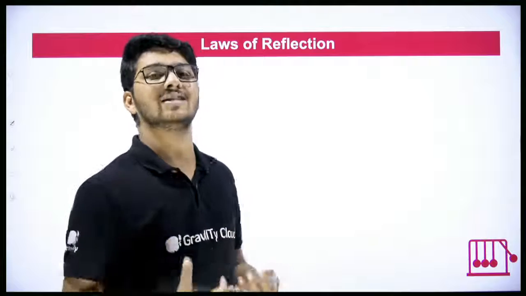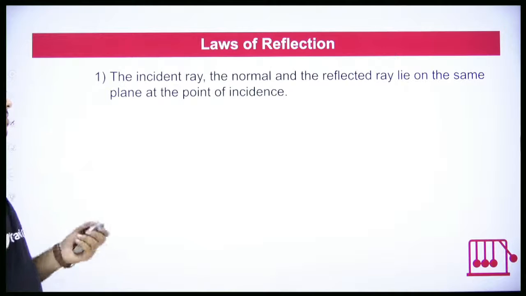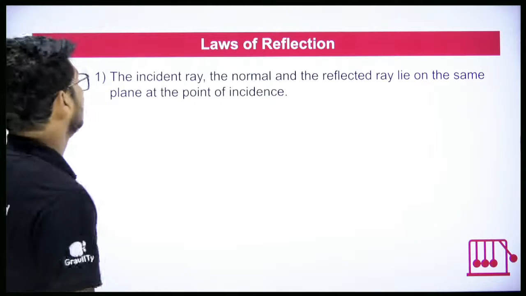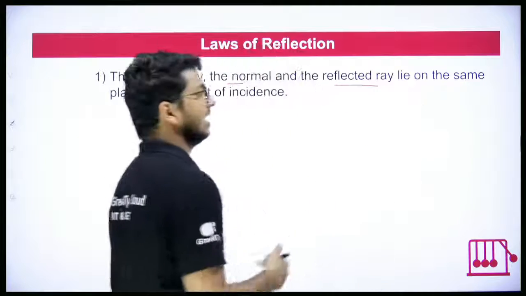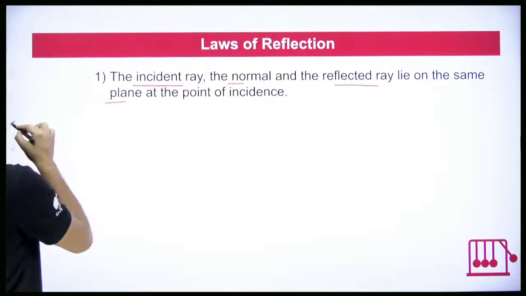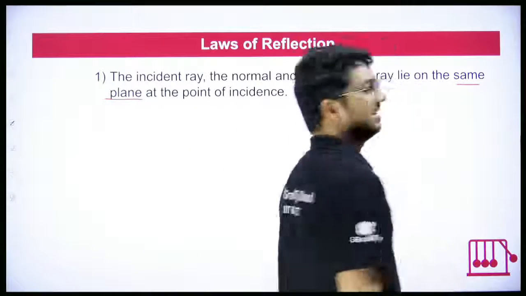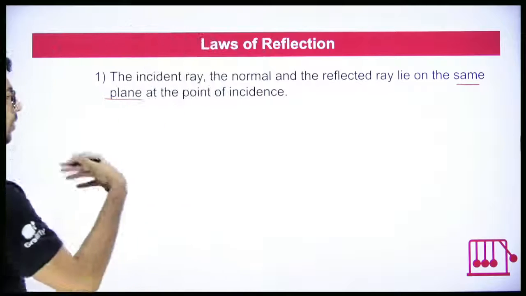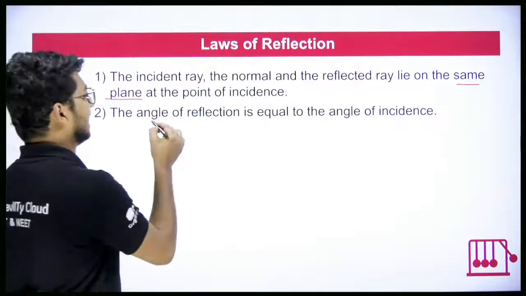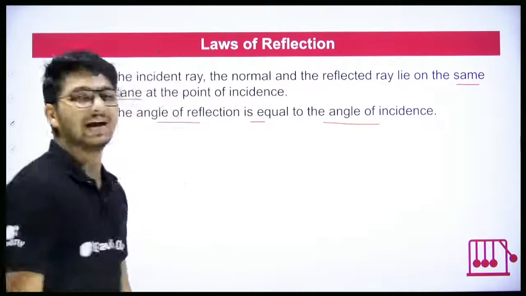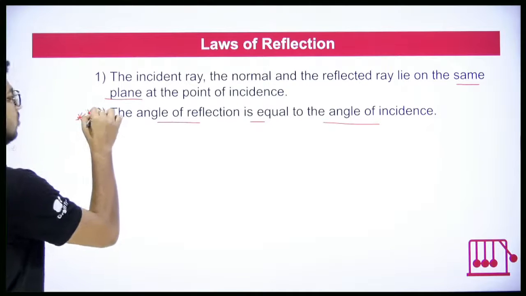Laws will mean rules, the rules of reflection. What rules does reflection follow? The first rule: the incident ray, the normal and the reflected ray lie on the same plane. The most important term: same plane, at the point of incidence. I'll explain that. Just wait for some time. And the second one is: angle of reflection is equal to angle of incidence. This is a pretty easy one.